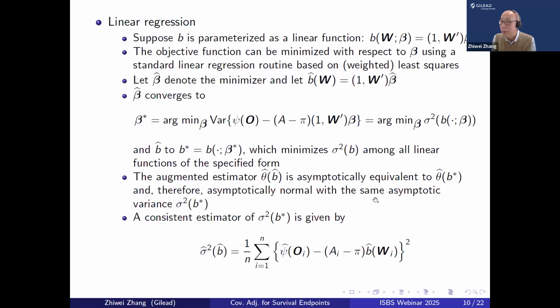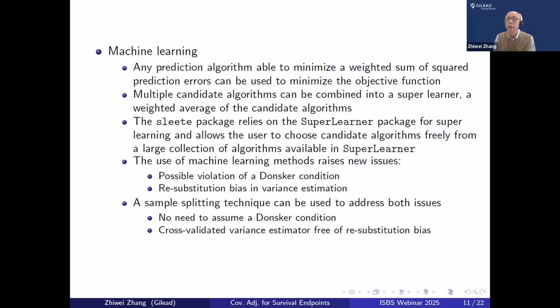For this linearly augmented estimator, variance estimation is also straightforward. Here is a simple plug-in variance estimator. So basically, this is the sample variance of an estimated influence function, right? Without these hats, what we have here is exactly the influence function of the augmented estimator. But here, we need to estimate that influence function, and then we take the sample variance. Yeah, a standard plug-in variance estimator. Okay, so that's linear regression.